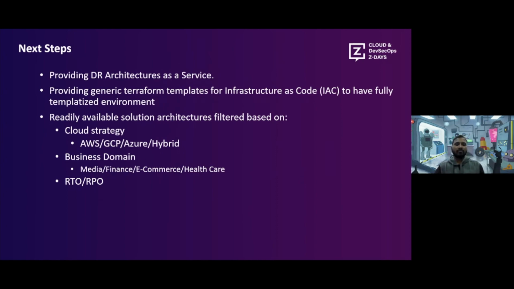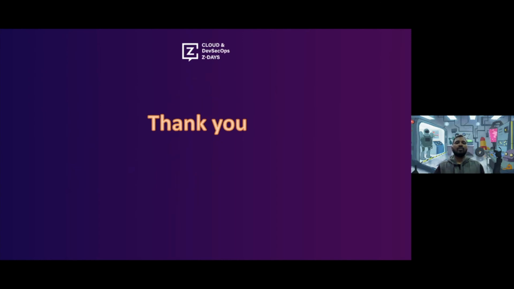And what are the next steps we are planning? The next step, what we can think about today, is two points: providing DR architecture as a service, or providing generic Terraform templates for infrastructure as code to have a fully templatized environment where you have flexibility to edit the parameters. Or creating a console, or a UI, or a Confluence page which has the capability to filter the architectures based on cloud strategies, business domains, RTO, RPO calculations, or the disaster recovery models which people are interested in. That's all. Thank you.